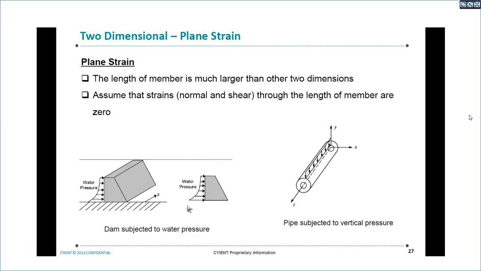Similarly, a pipe subjected to internal pressure. Here also we model only this area, and we assign the third dimension as the length of the pipe to the elements. Because it is very large, the strains will be very small and negligible.